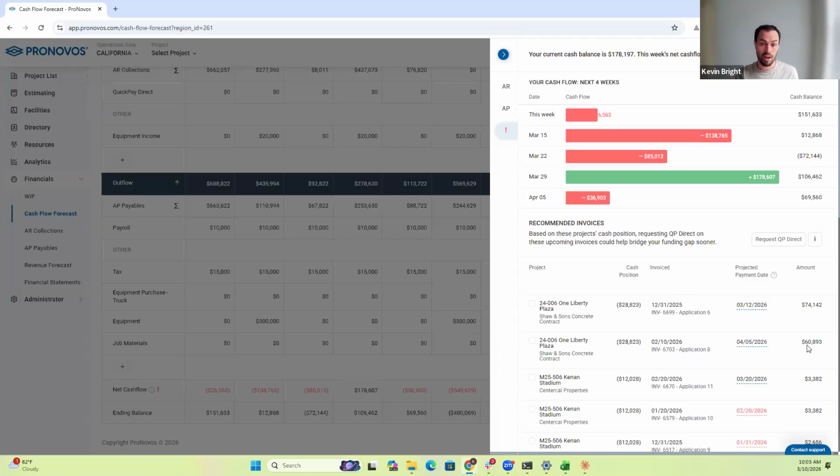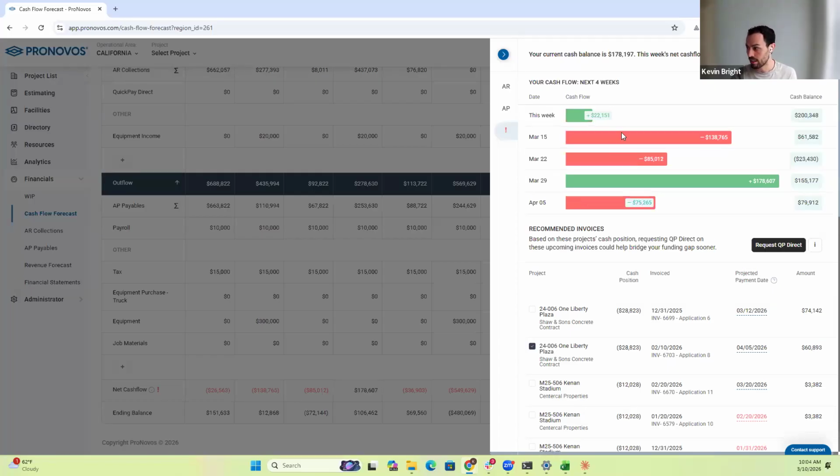So what Quick Pay Direct is, once you've identified what that invoice is, you can basically submit it to us. And then what we'll do is we will fund 80% of the invoice within 24 hours. And then when the GC pays the balance of the invoice, or whoever your client is, then you'll receive the other 20% minus the discount. So if I wanted to use that early payment on this invoice right here for that 60,000, if I select it, I can see what it does to my current cash position. It really helps on the week now. I'm now plus 22,000. So, all right, I'm in good position.